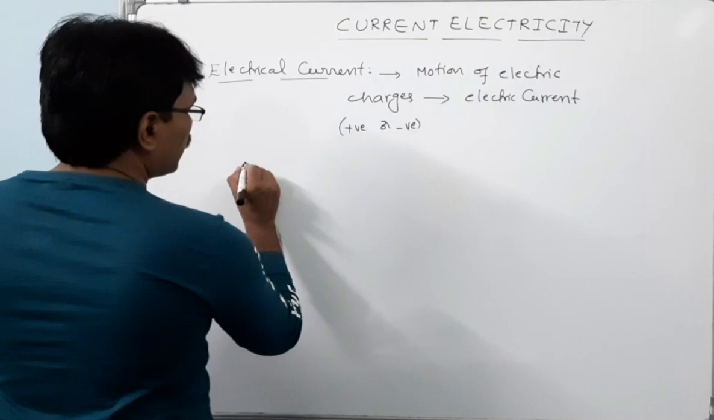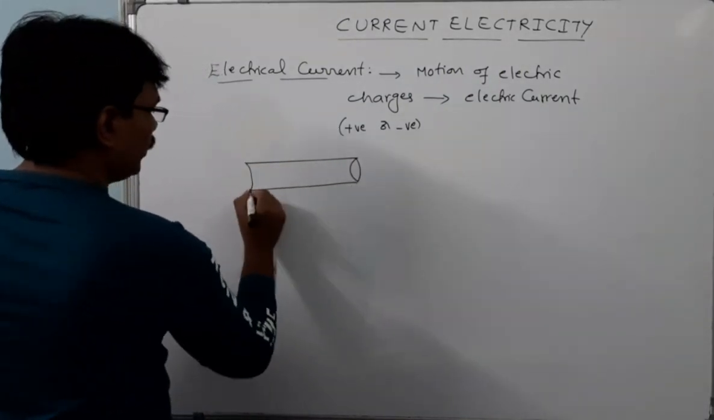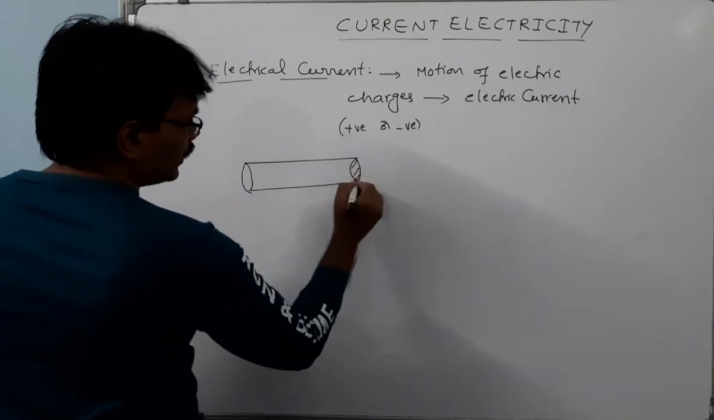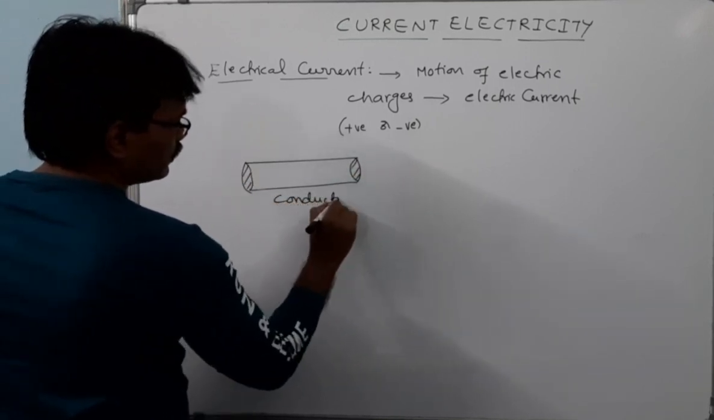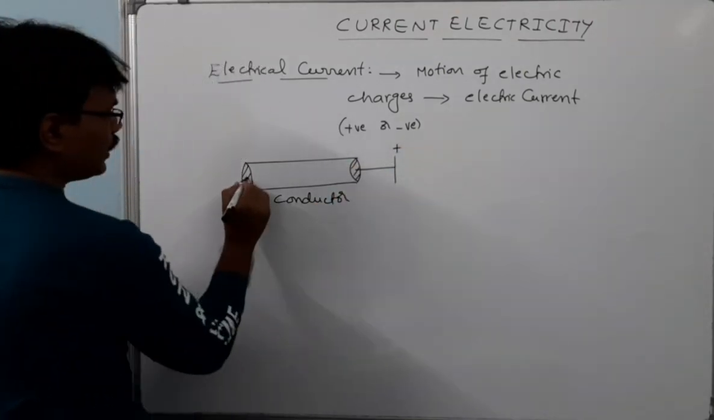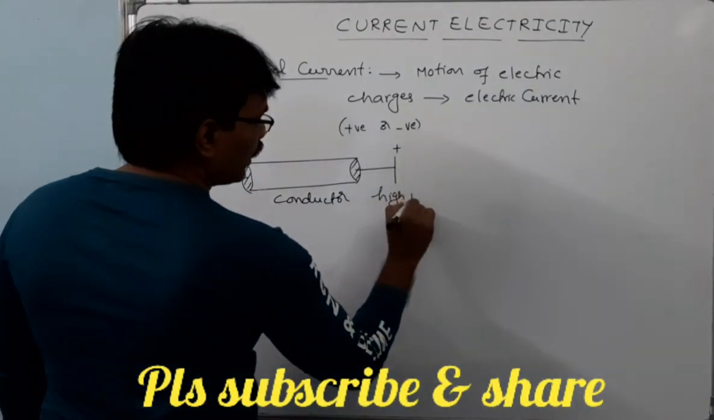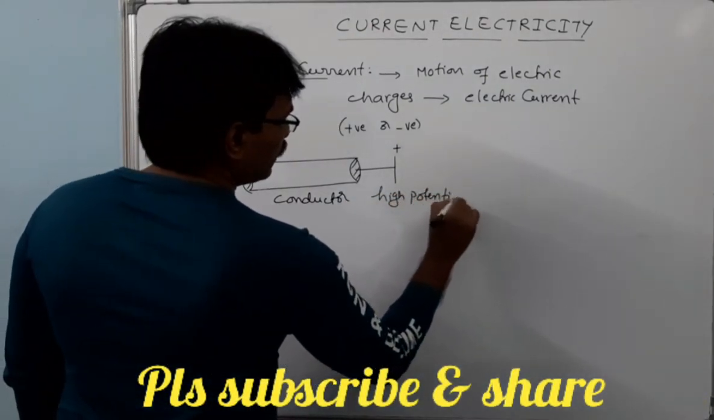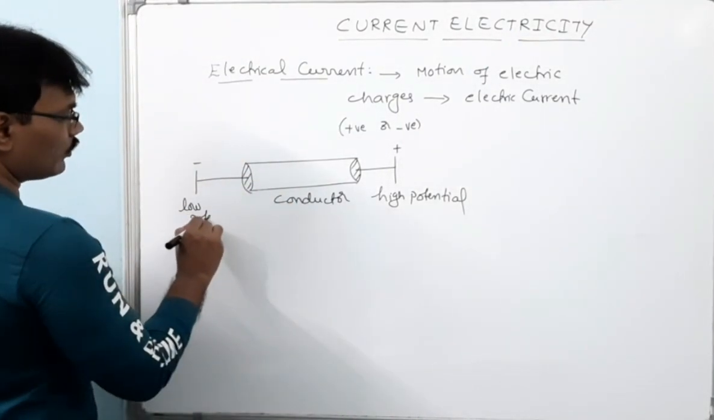Suppose you take a conductor of uniform area of cross section. Okay, so this is the area of cross section of the conductor, and say for example this end is maintained at a higher potential and this end is maintained at a low potential. So this is the high potential end of the conductor and this one is the low potential end of the conductor.